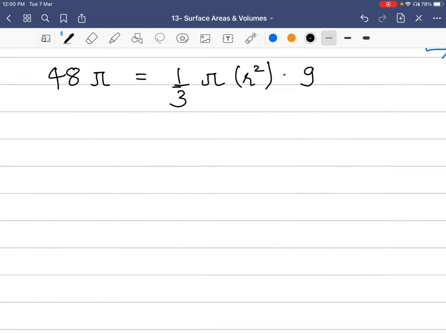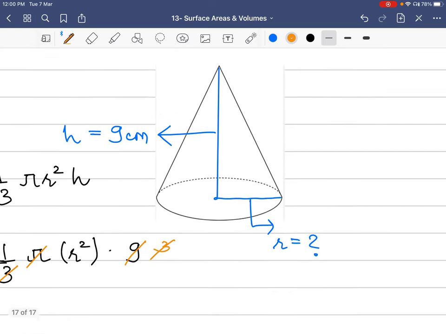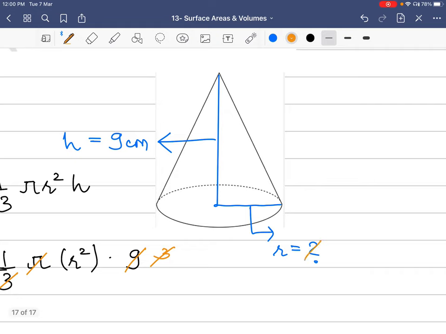Once you have substituted all the values in the equation, let's focus solely on the equation. This pi and this pi cancel each other out, and 3 into 3 is 9. Then 3 is also divisible over this: 3 into 1 is 3, 3 into 6 is 18, so 3 into 16 is 48. Therefore, what we get is 16 equal to r square. If we take square root, r is going to be square root of 16, which is equal to 4 centimeter. So the radius of the cone, sorry, not the cylinder, is 4 centimeter. This is no more a question mark; it is equal to 4 centimeter.